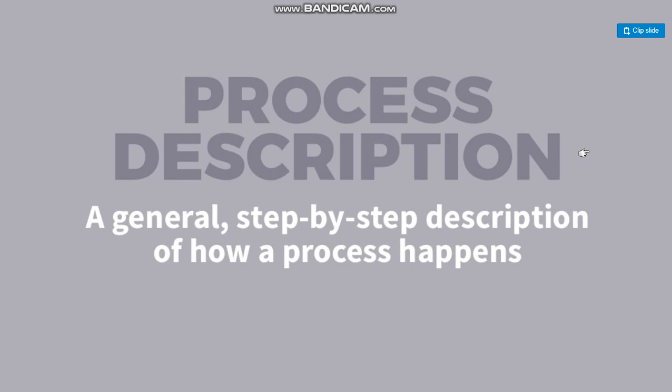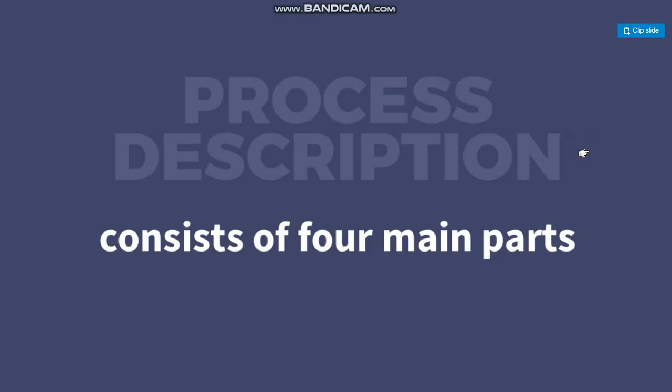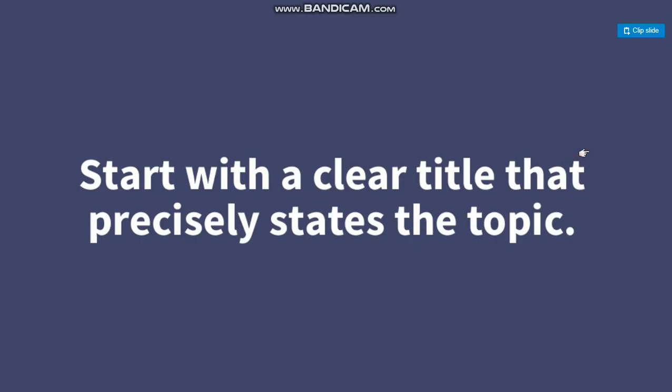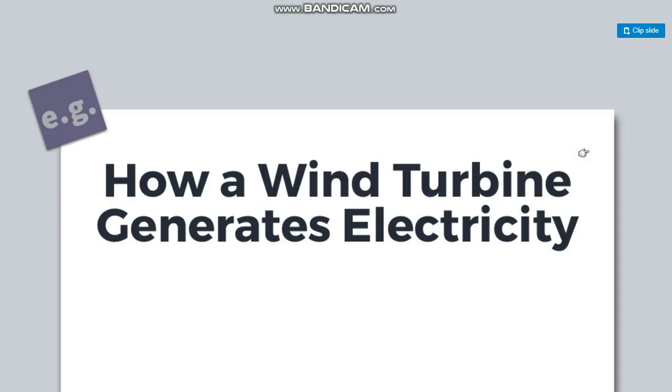Process description. A general step-by-step description of how a process happens. It doesn't tell the reader what to do, but describes how something happens. It consists of 4 main parts. Clear title, the first one. Start with a clear title that precisely states the topic. Start with the word how. Example: How a wind turbine generates electricity.